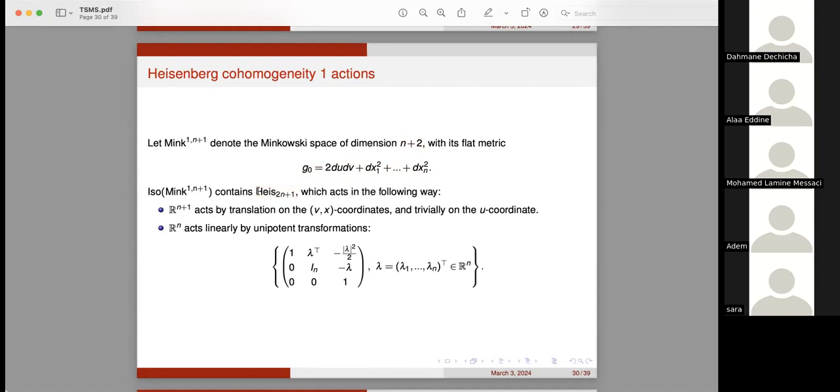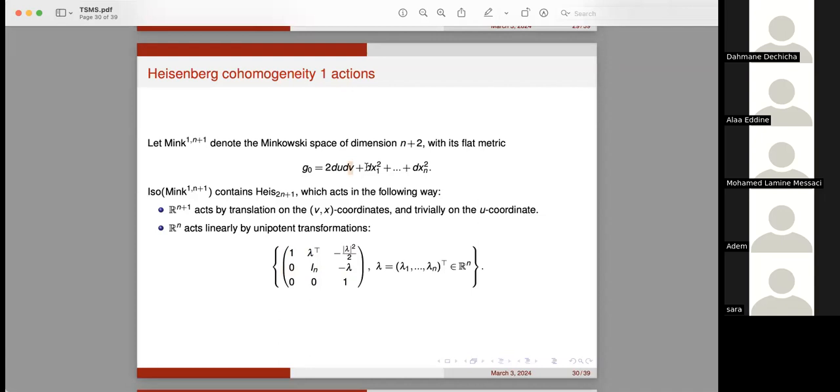Remember that the Heisenberg group is an extension of R^{n+1} by R^n. R^{n+1} acts by translation on the V, x coordinates and trivially on the U coordinate. So here it acts by preserving this null vector V. And R^n acts by these unipotent transformations. It's a linear action. This action of the Heisenberg group preserves the vector V.